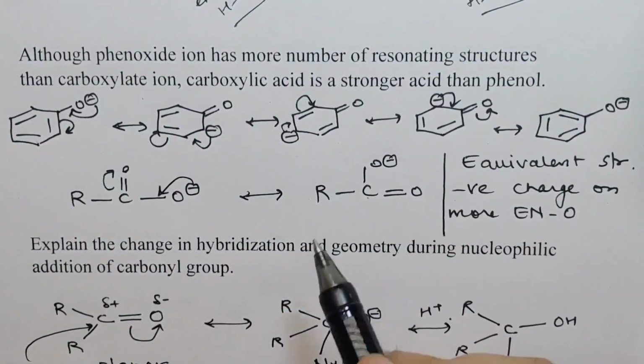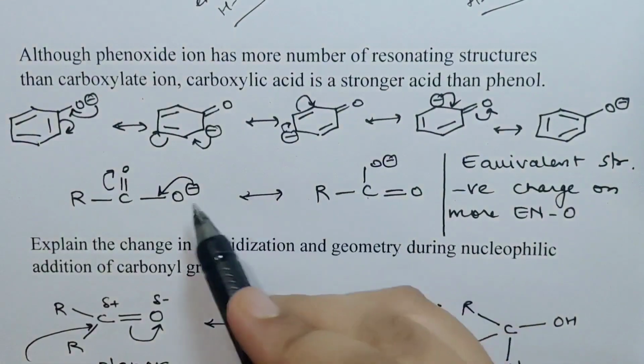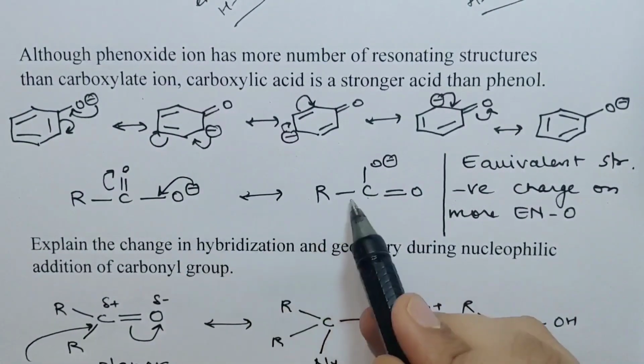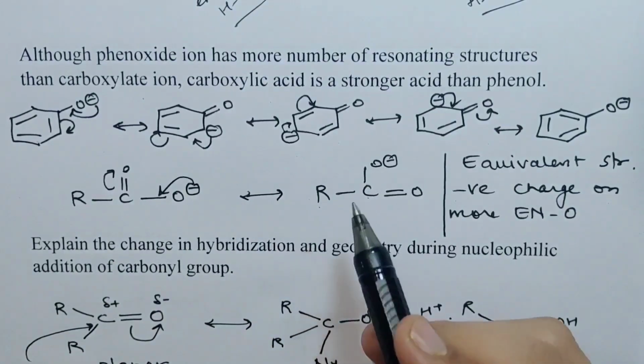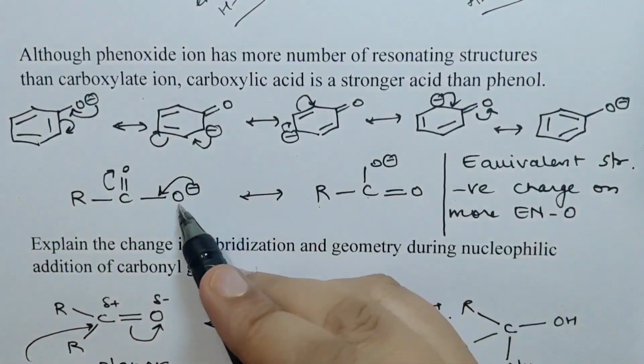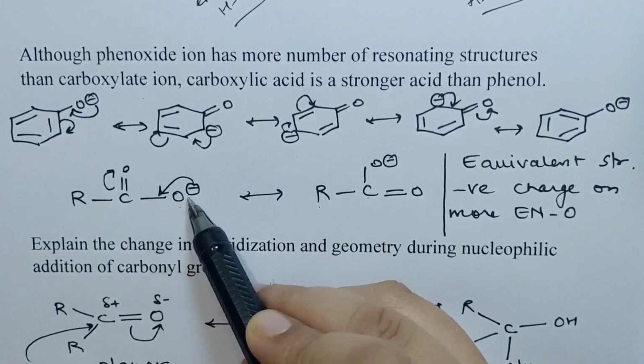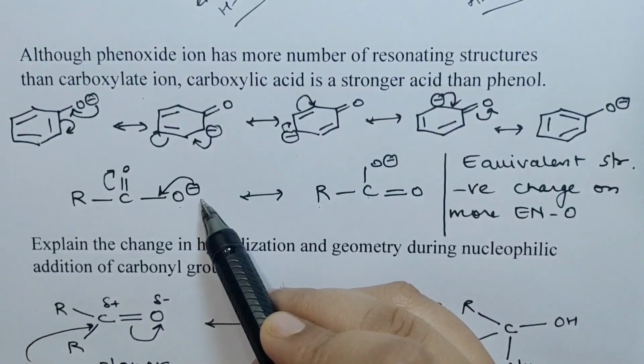Why is that? It's because these resonating structures are equivalent. You can see that they are very, very equivalent. Then there is a negative charge which is on the oxygen. Oxygen is more electronegative, so that contributes to the stability.